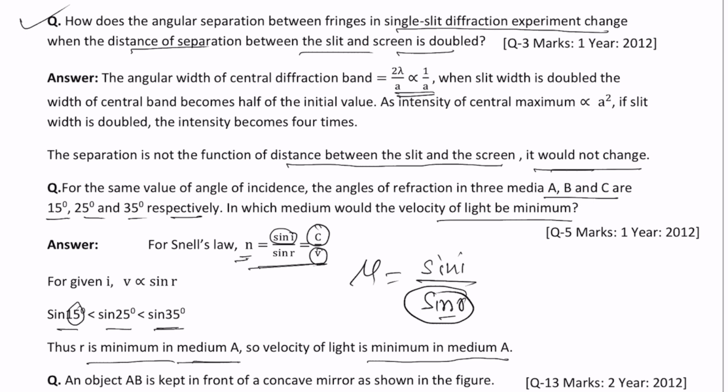And r is maximum if sin 35 degree is the angle, since sin i is my numerator, so sin r should be such that the ratio is equal to mu. So r should be 35 degrees so that mu is constant. So this sin r should be higher than sin 15 degree, of course. So this is the answer needed.